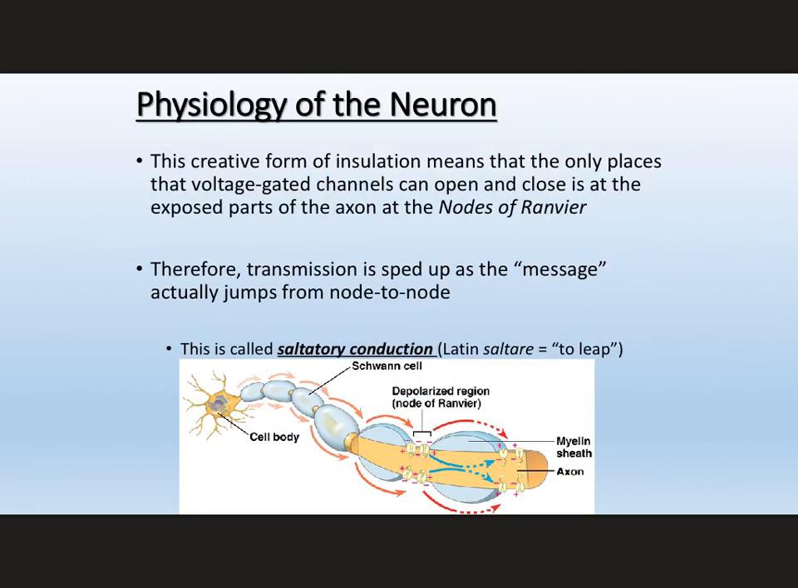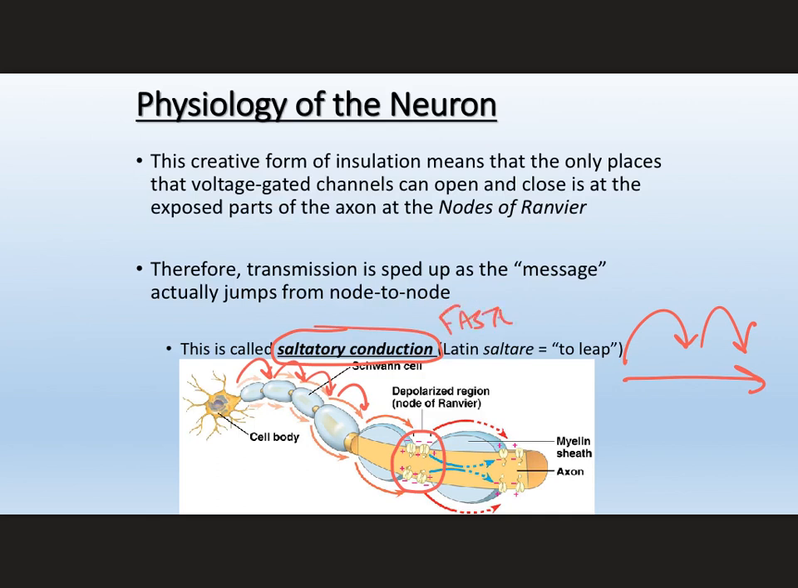So what you get is this great picture where this opening of ion channels that we just talked about only has to take place at the nodes of Ranvier, not where the insulating Schwann cells are. So basically our message, instead of having to run in a straight line, can just hop, and it goes way faster. We call this saltatory conduction. So this means that your neurons are faster or more efficient.